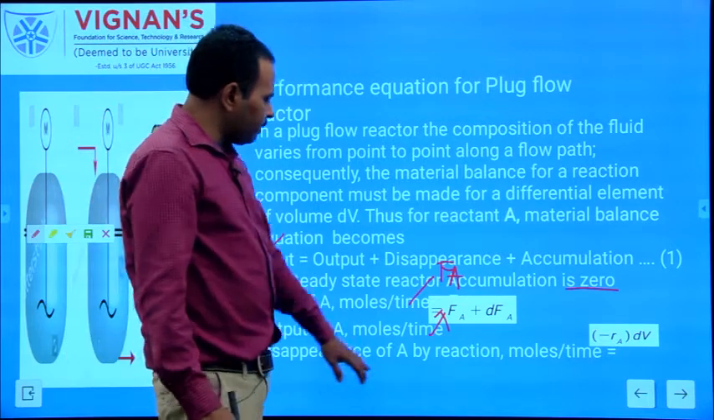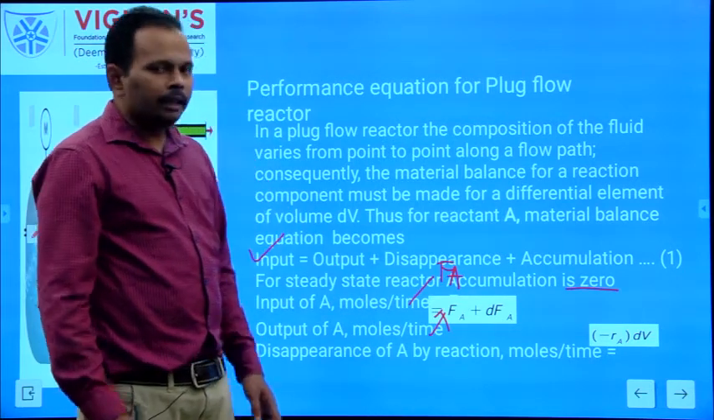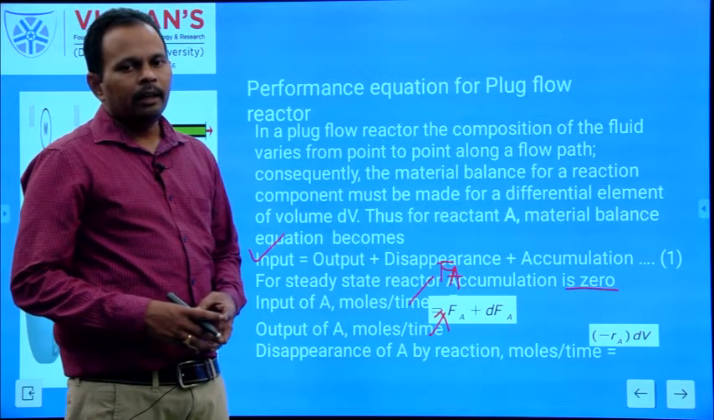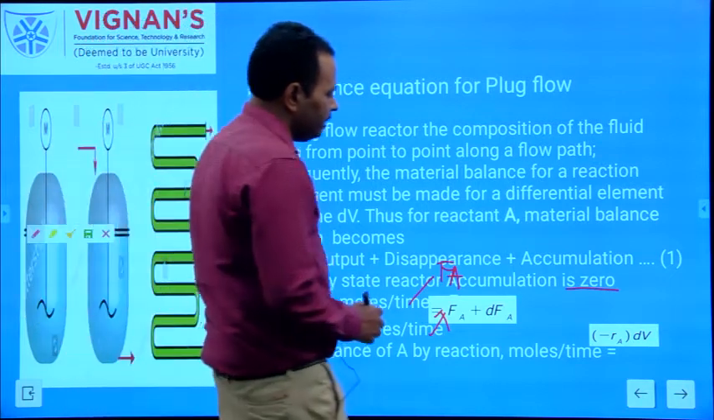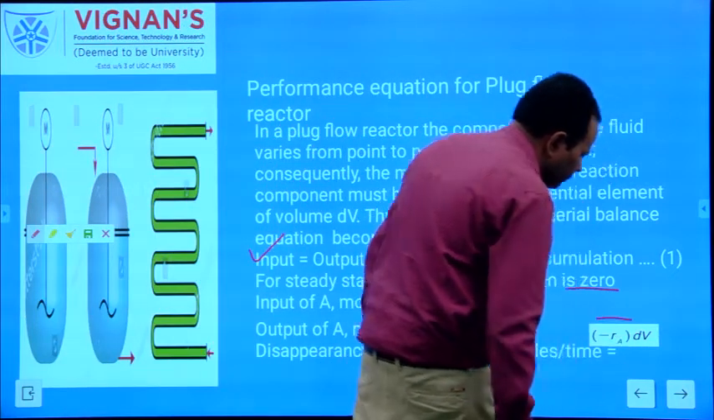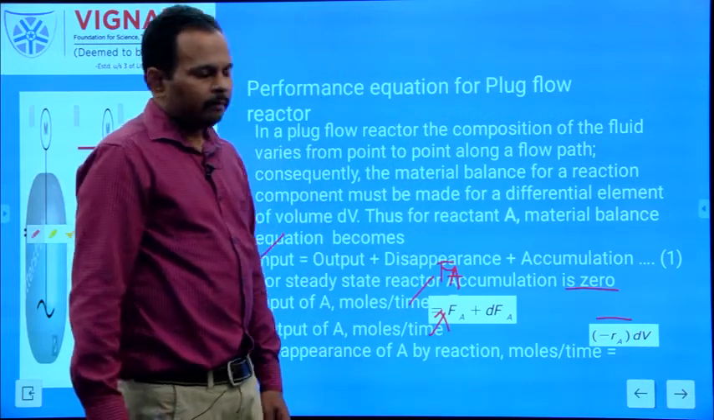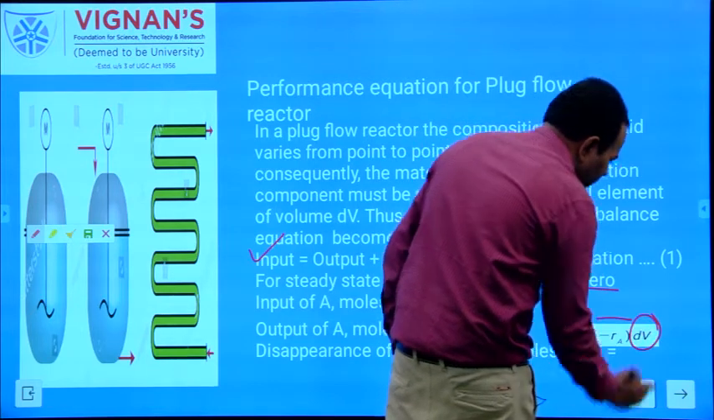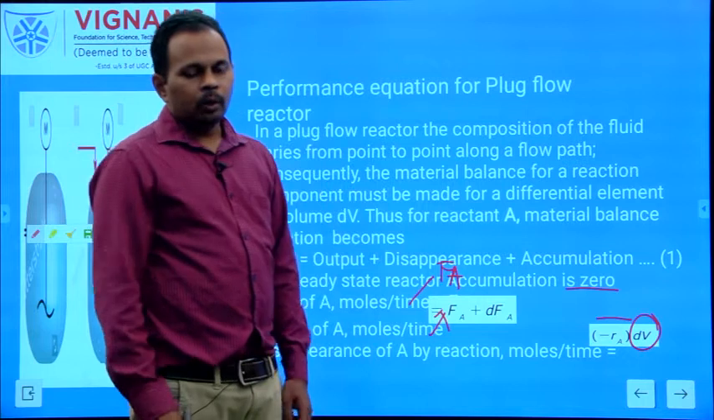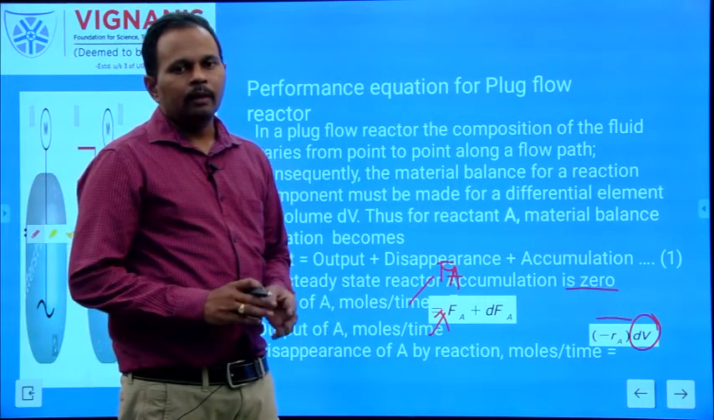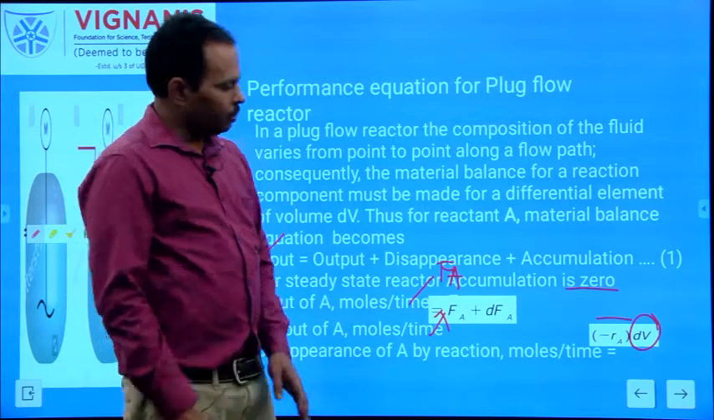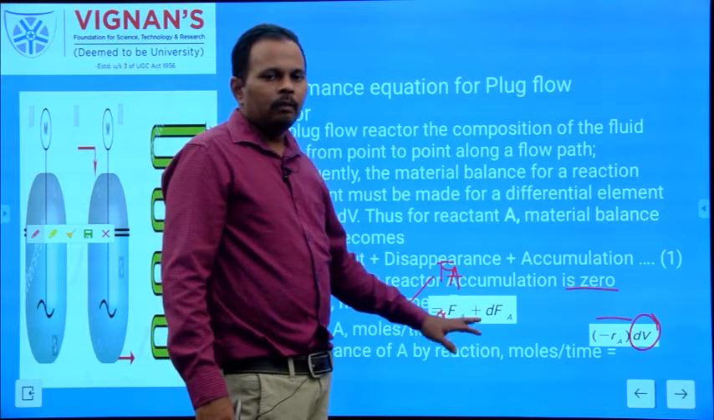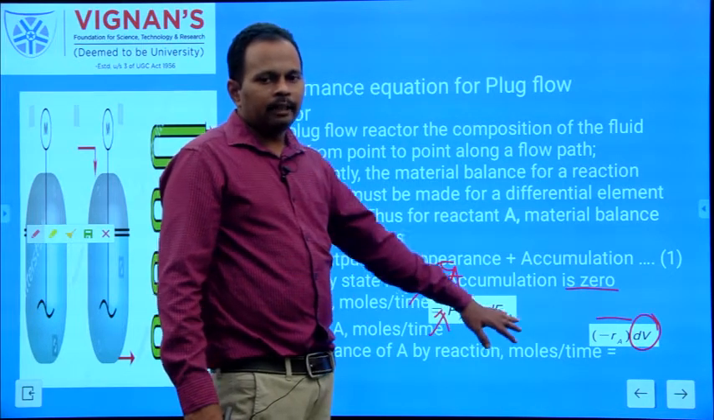And next, disappearance of A by reaction within the volume element dV. Disappearance of A due to the chemical reaction is minus RA, but what is the volume? Earlier for the batch reactor and MFR we wrote V, but for the PFR, since we have taken the volume elemental strip, this volume is dV. So multiply minus RA into dV. So for the volume element dV, input is FA, output is FA plus dFA, and disappearance of A within the strip is minus RA into dV.